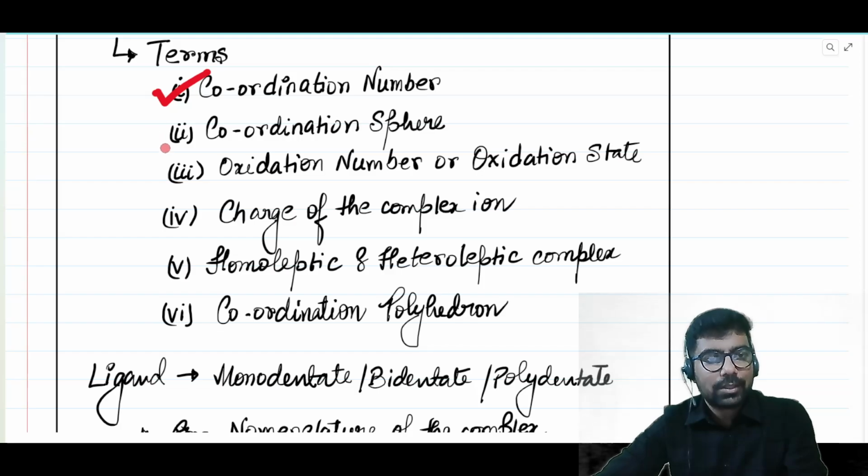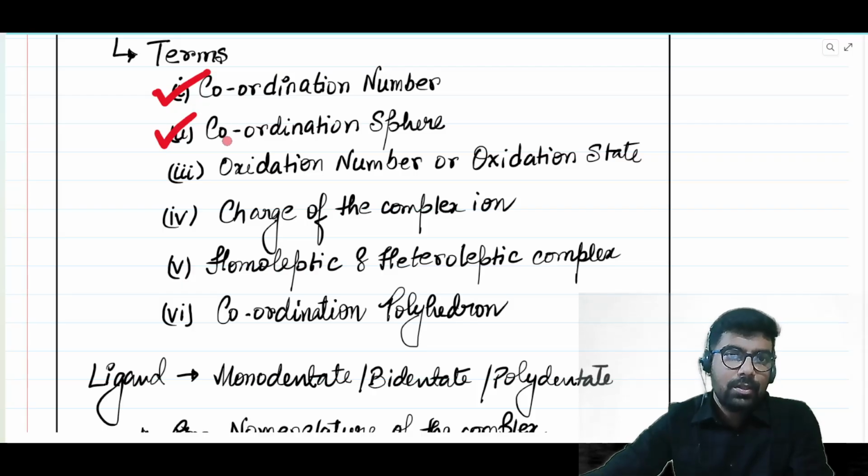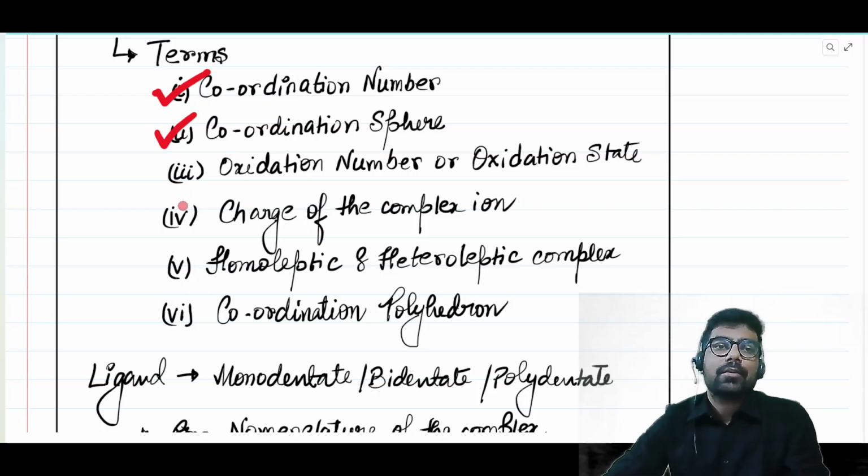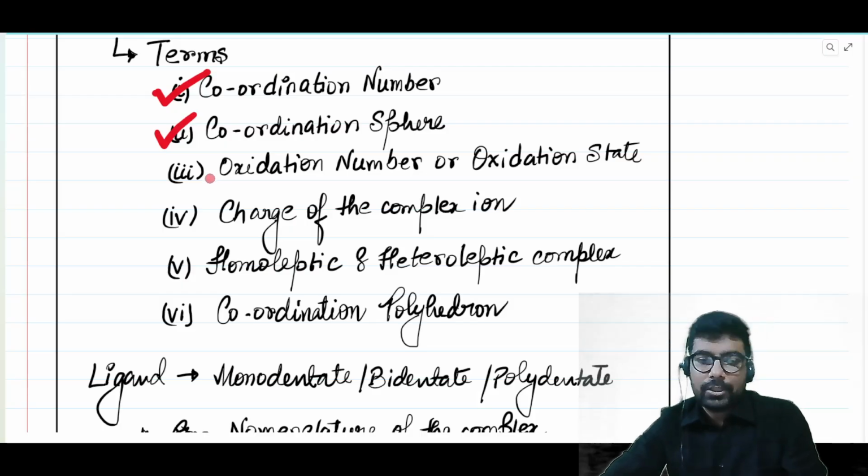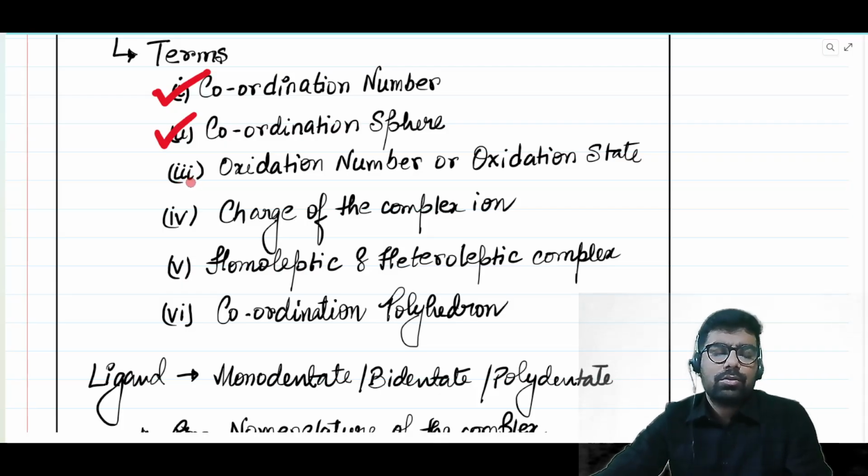We discussed the coordination sphere, that is, the things present inside the third bracket. Then we have the oxidation number of the central metal atom. We have now learned how to calculate the oxidation state of the central metal atom using the ligand charts. Let's say fluoro or chloro, the charge of this ligand is -1, or cyanide is -1. If we have oxalate, it is -2. So using those charts, now you can easily find out the oxidation number of the metal ion.